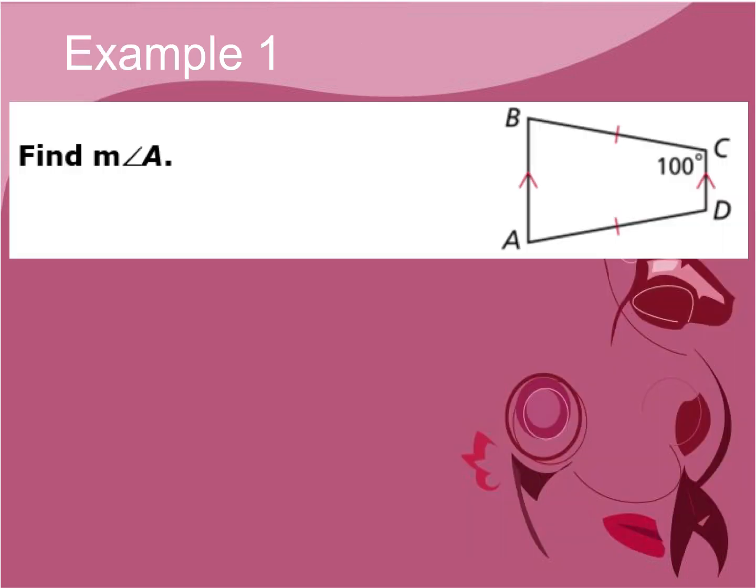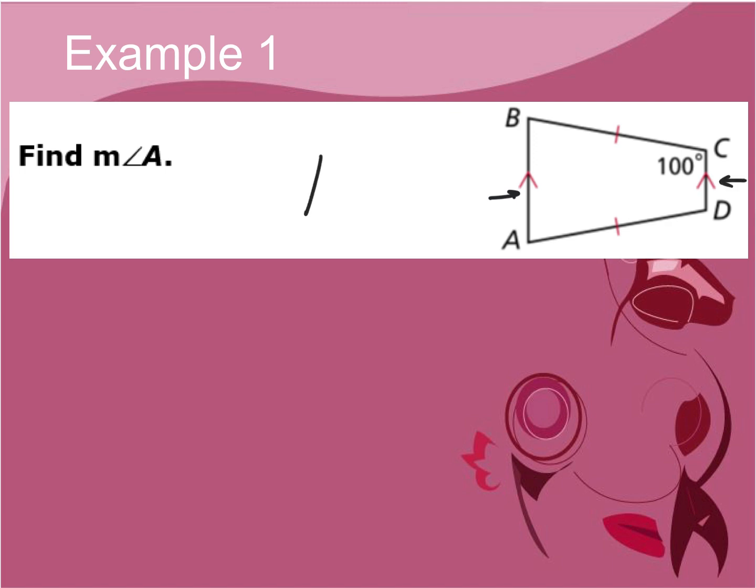So they want us to find angle A. Let's do this one together. All right, so we know we have a trapezoid. That means 2 of the sides are parallel to each other, so this is the base and this is the base. And we have there our congruent sides.